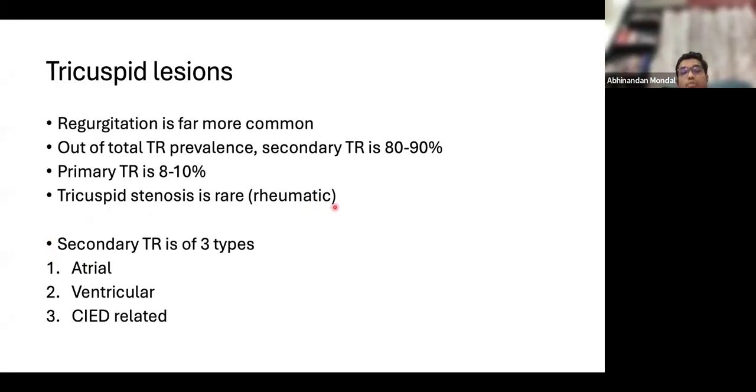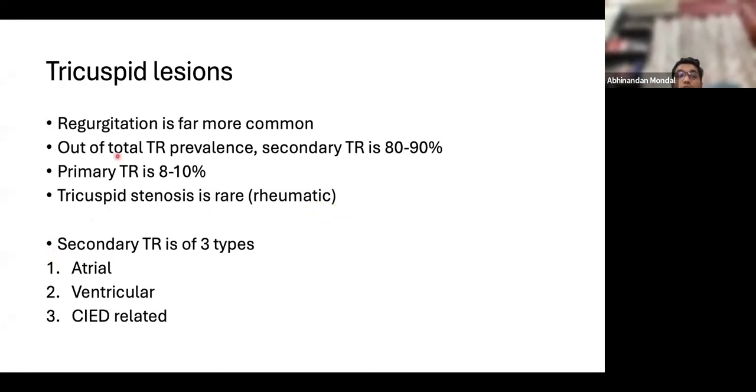If it is, it is mostly rheumatic. Regurgitation is far more common, and out of total TR prevalence, secondary TR is 80 to 90%, and primary TR is 8 to 10%. So what is secondary TR? Secondary TR means there is no pathology in the tricuspid valve leaflet itself. It is a problem of something else. So that is a secondary TR. And in primary TR, there is a problem of the tricuspid valve leaflet itself.